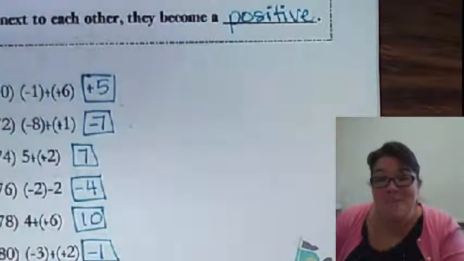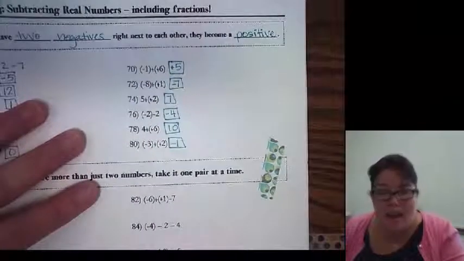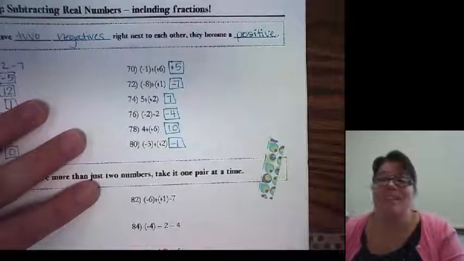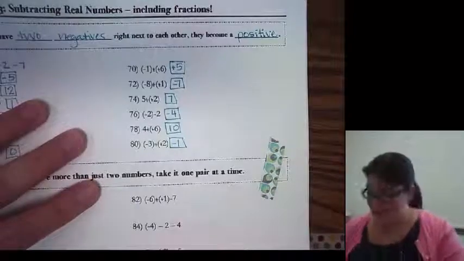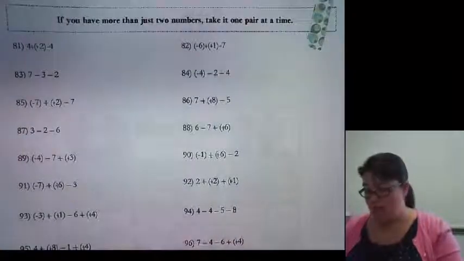How'd you do? Remember, if you got it wrong, that's okay. See if you can figure out why. And if you can't, highlight it and be ready to discuss it in class tomorrow. Let's keep moving on. What if we have more than just two numbers?